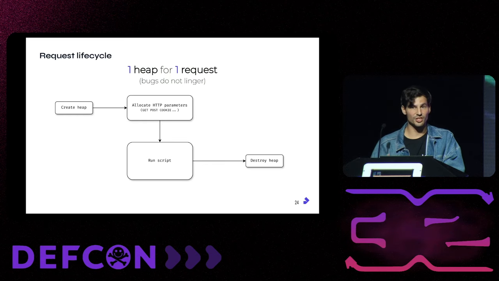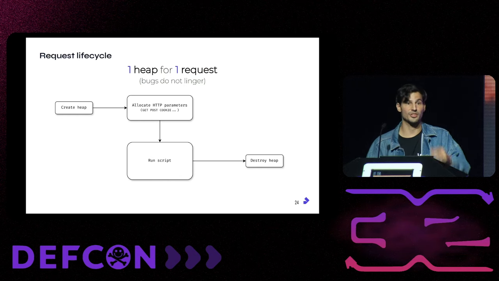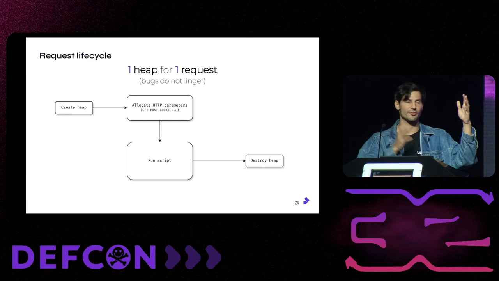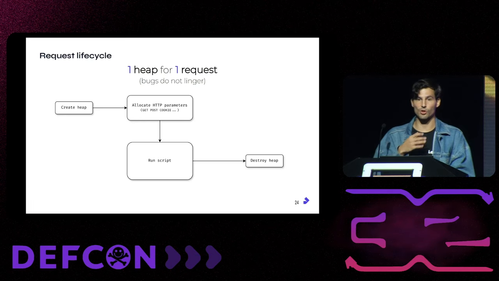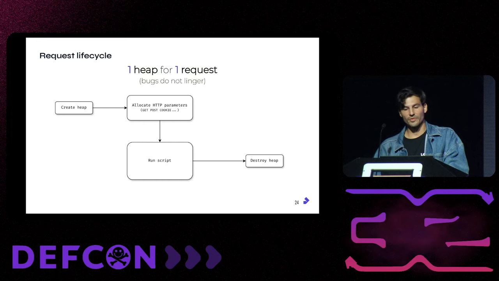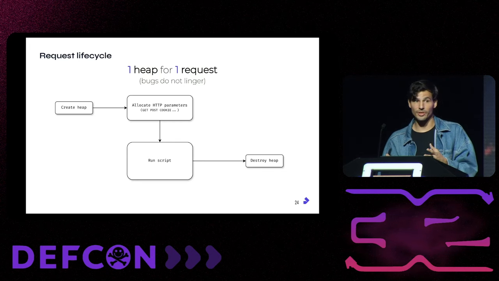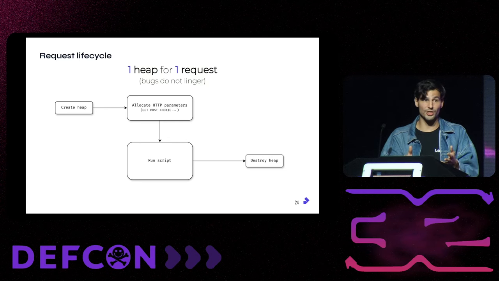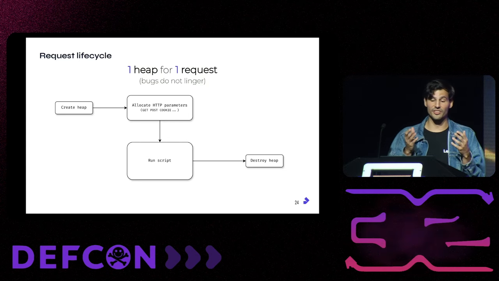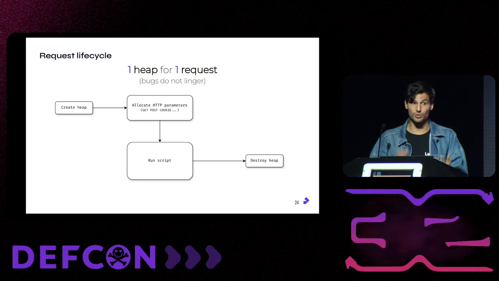So if you send an HTTP request, PHP will create the heap, allocate your HTTP parameters into it, then run the script. That means also compiling the script, so it will do thousands of allocations and deallocations, and then it will completely destroy the heap. Now imagine that you have a use after free on some VPN instance, for instance. What you would do to exploit it would be to send a few requests to set up your heap, then one more request to trigger your bug, trigger your UAF, and then afterwards send a few more requests to use your bug. But here, you cannot do this.